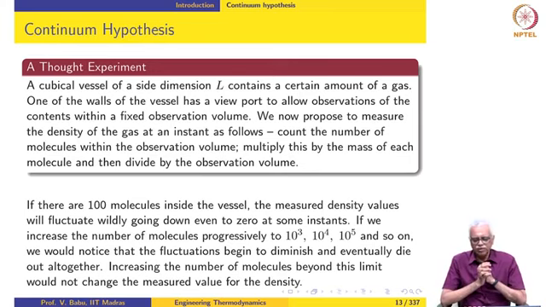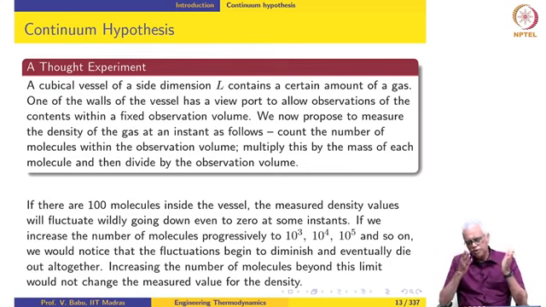Let us say that we now increase the number of molecules progressively to 1000, 10,000, 100,000 and so on. Then we will notice that as we increase the number of molecules, the fluctuations that we are seeing in the density values begin to diminish. They do not seem to even go down to 0. We always seem to have a finite number of molecules in our observation volume, and the fluctuations within the values themselves do not seem to be very high.